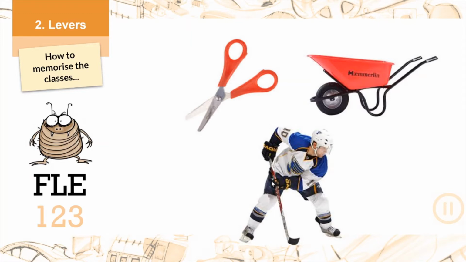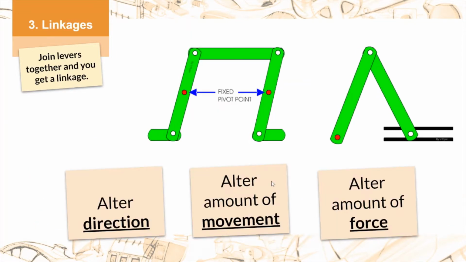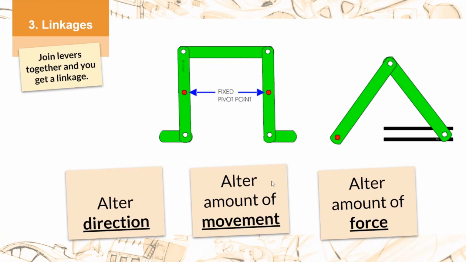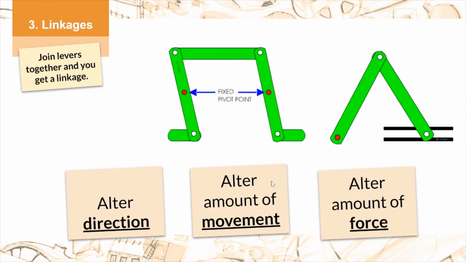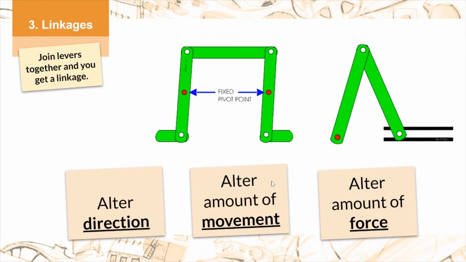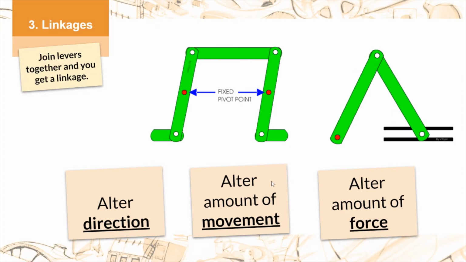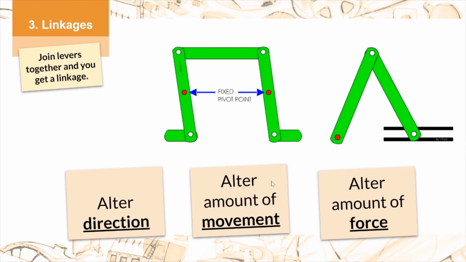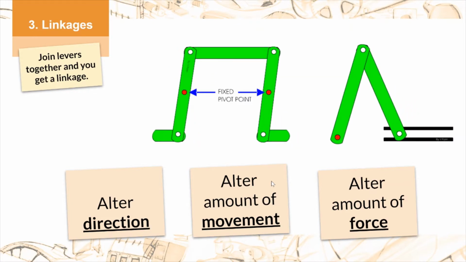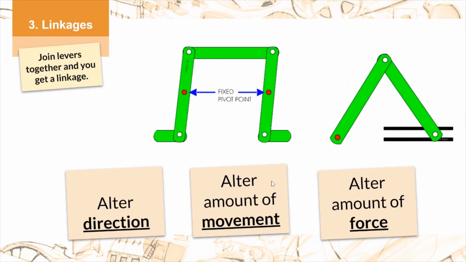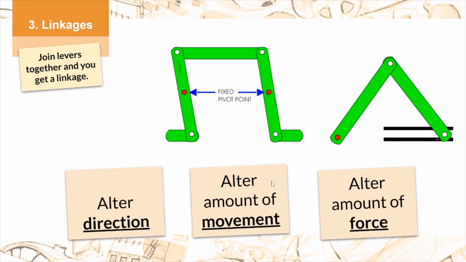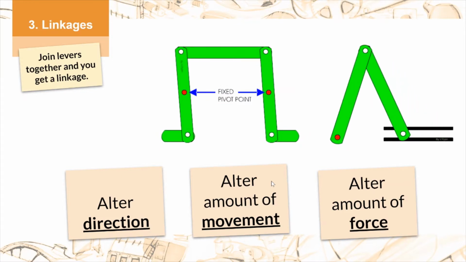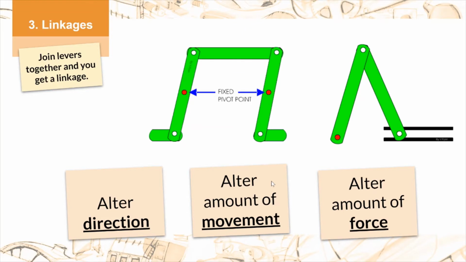Right, let's move on from levers to a new word. If we join more than one lever together, it's called a linkage. So here we've got a couple of different linkages. Now linkages can do different things. They could be used to alter the direction of a movement. So if you put them together right, we can change forward and backwards to up and down motion, or indeed we can reverse it. You can even alter the amount of movement.